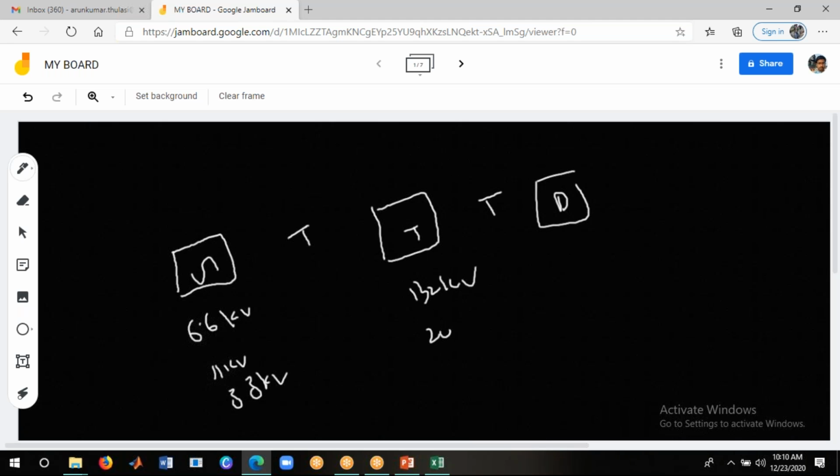200 kV, 400 kV. These are the voltage levels in the transmission system.